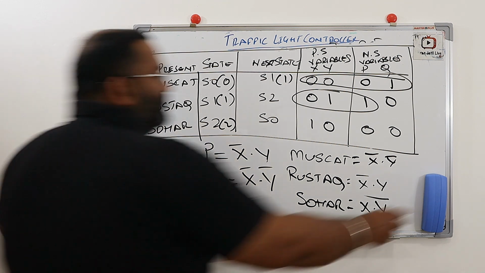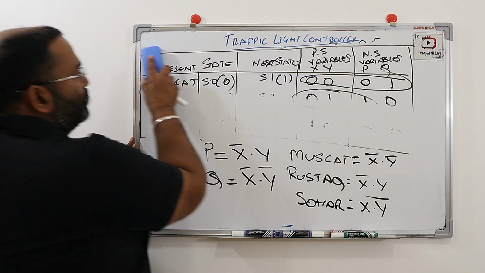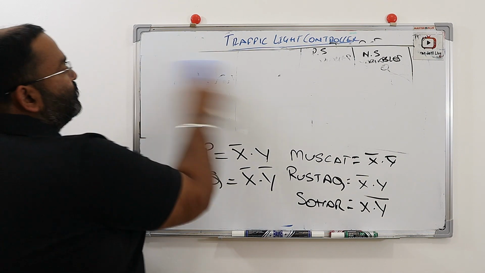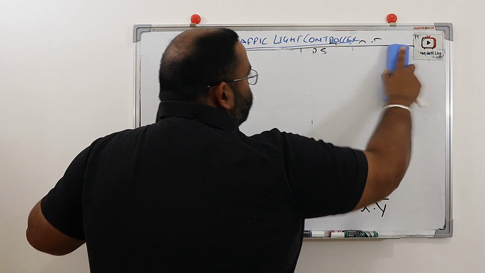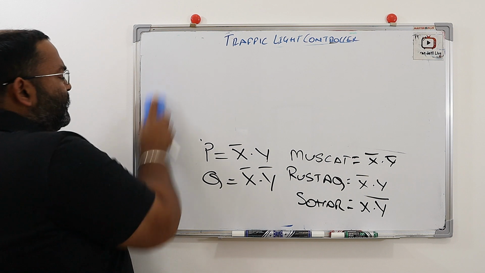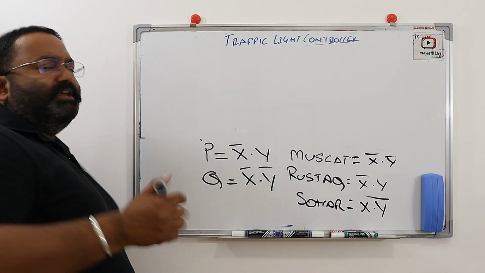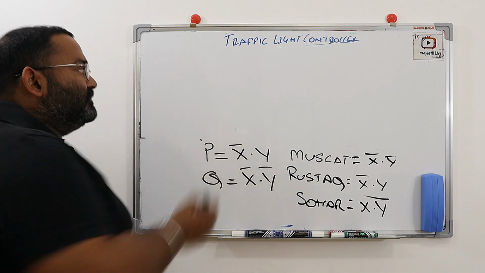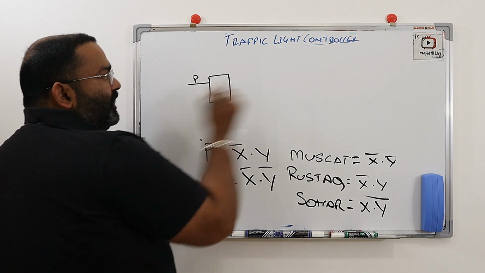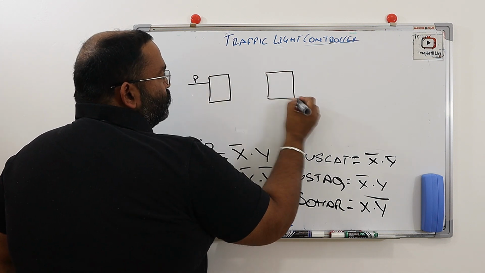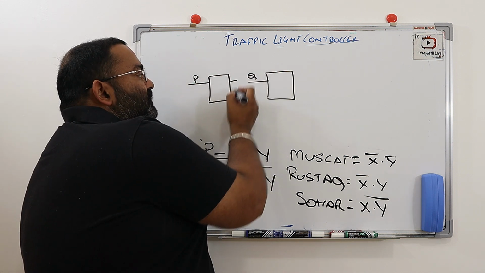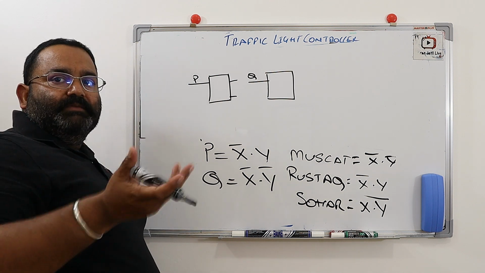Okay. Now guys, in this traffic light controller, the flip-flops which we will use are D-type flip-flops. What is a D-type flip-flop? We also call it a data flip-flop. In a data flip-flop, whatever is the input, same is the output. As I told you, we will have one for P. What is the input? P. And we will have one for Q. What is the input? Q. Whatever is the input, same is the output.